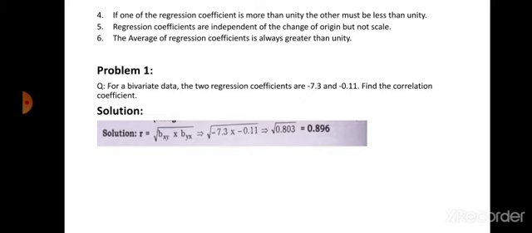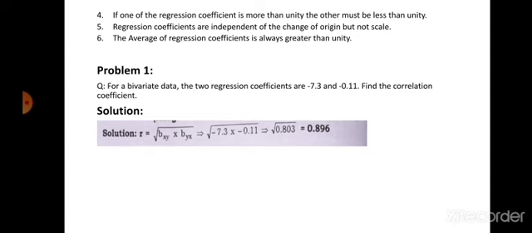If you change x to dx, x minus a, and divide this by c, some other constant, it is not independent. But if you change x to x minus a, that is dx equal to x minus a, then they are independent of the change of origin. Now, the average of the regression coefficients is always greater than unity, always greater than 1.